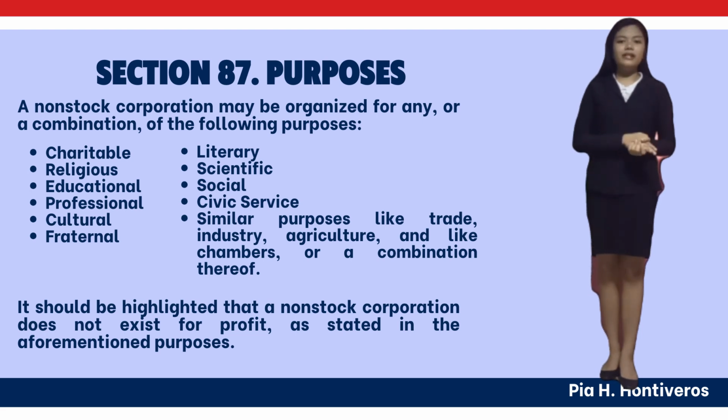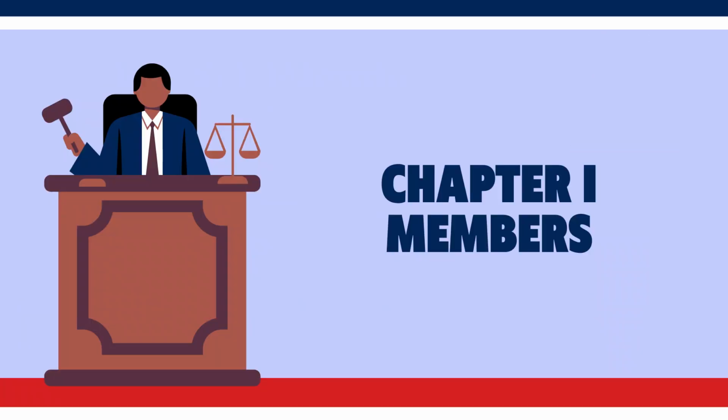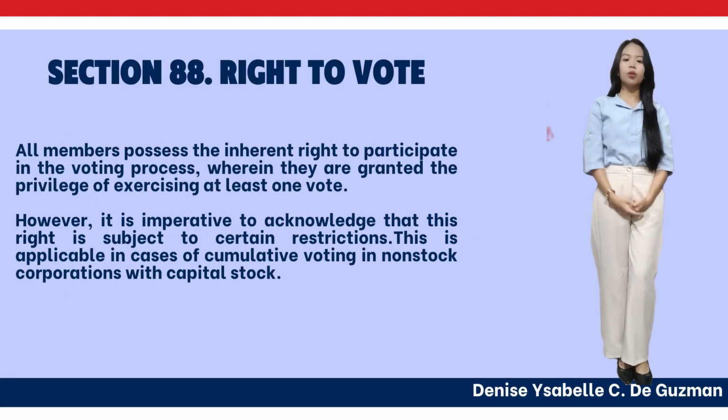Chapter 1, titled Members, comprises three consecutive sections, namely Section 88, addressing the right to vote, Section 89, discussing the non-transferability of membership, and Section 90, covering the termination of membership. Chapter 1 Members, Section 88 Right to Vote.